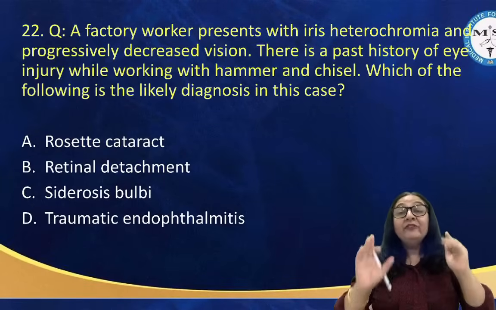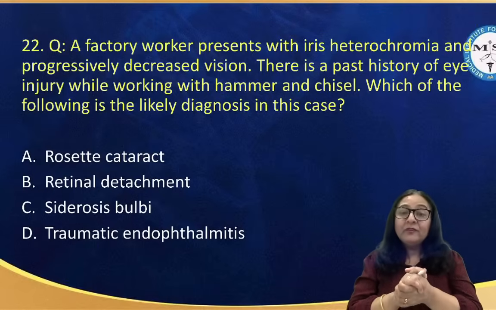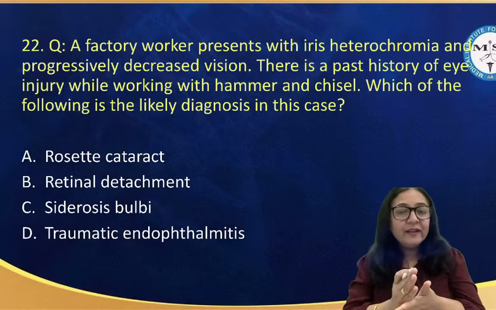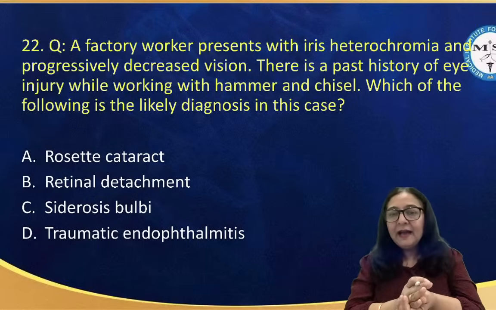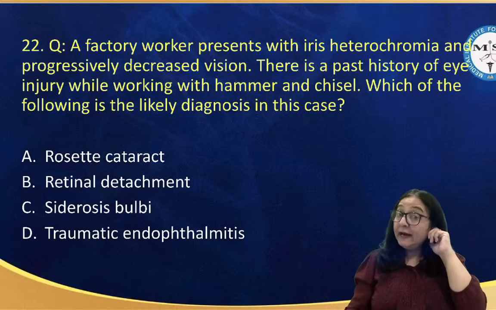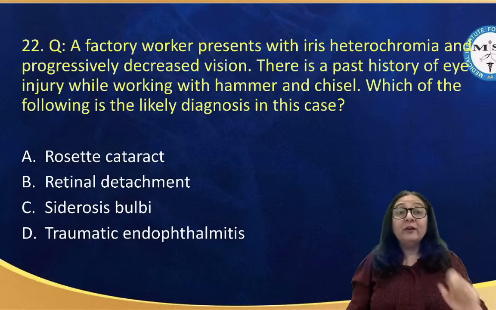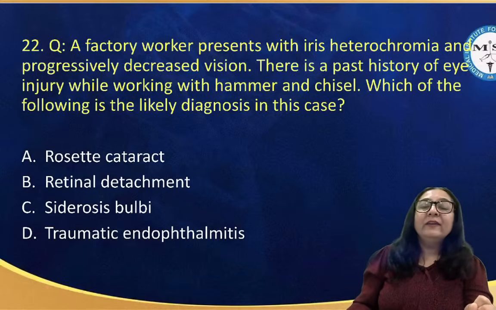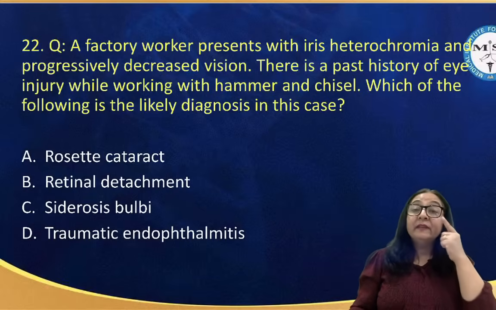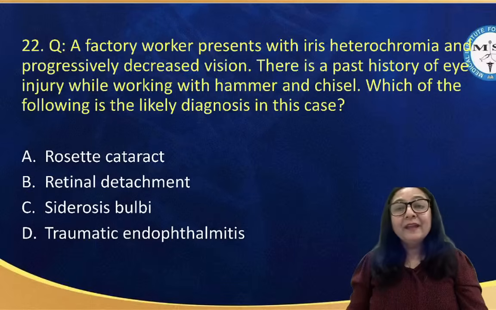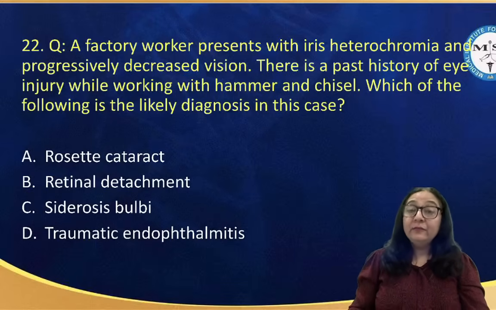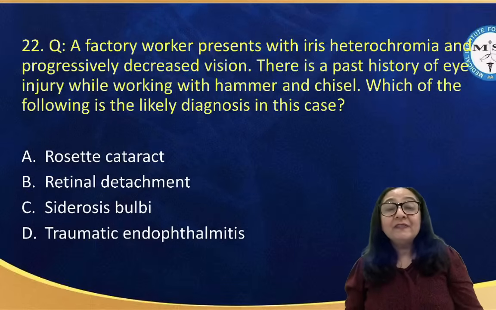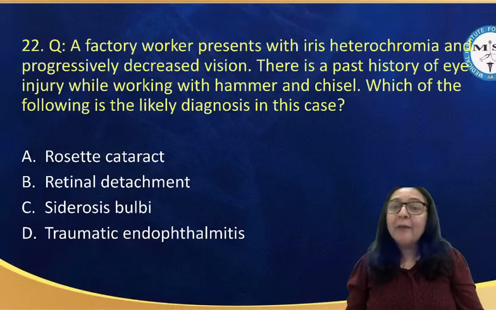Now again the question based upon trauma, beta. Questions based upon the mechanical injury, the foreign bodies in the eye, chemical injuries, they are important for you. So you should know about that. The clinical question here is a factory worker presents with iris heterochromia and progressively decreased vision. There is a past history of eye injury while working with hammer and chisel.